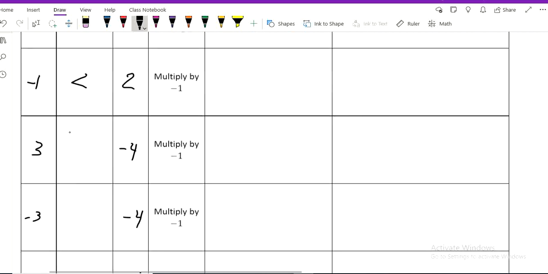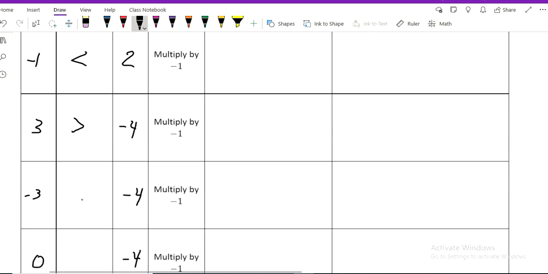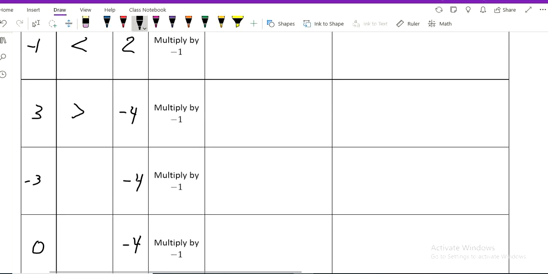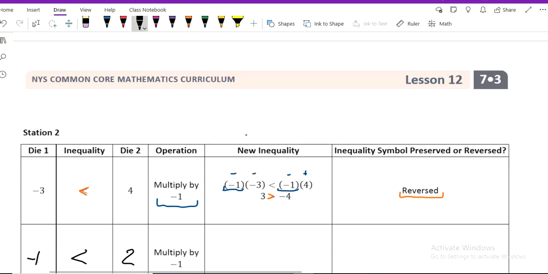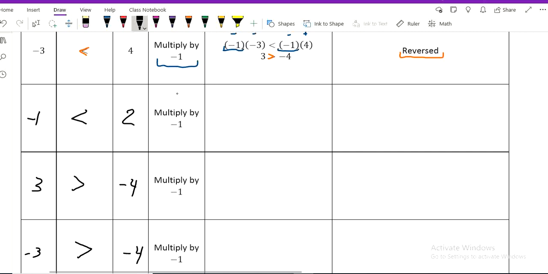Let's continue down. So let's see, 3 and negative 4. Now it's going to face toward the left because positive 3 is greater. For this one, negative 3 and negative 4, remember, the more negative something is, the less value it actually has. So it's going to face toward the left because negative 3 is actually a greater value than negative 4. And 0 and negative 4, it's going to face toward the left still because 0 is greater than any negative. So okay, we got that done. Now let's actually do the operation that they're telling us to do.